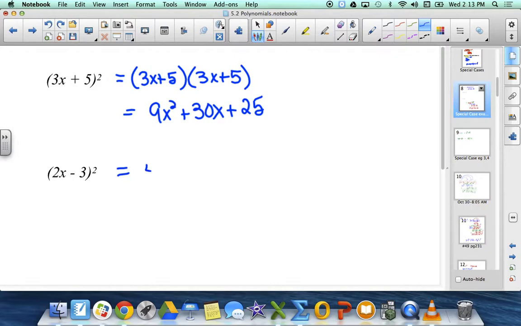Here, square the first term, so you get 4x squared. Multiply these two together and you get -6. Double it, you get -12x. And square the last term, so you get +9.